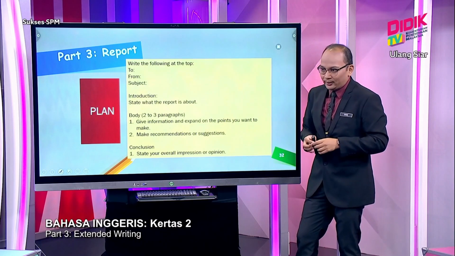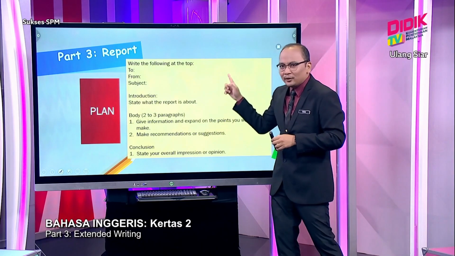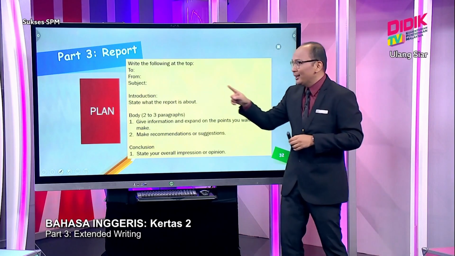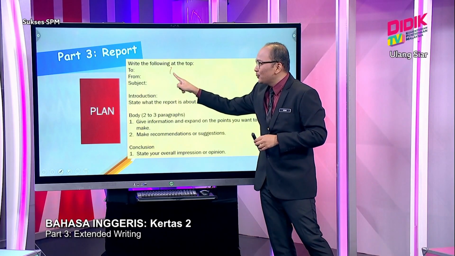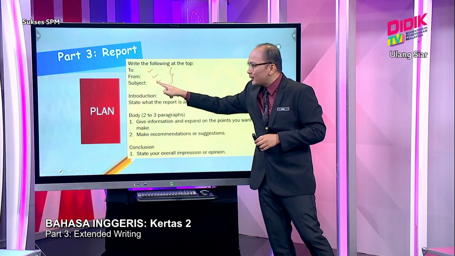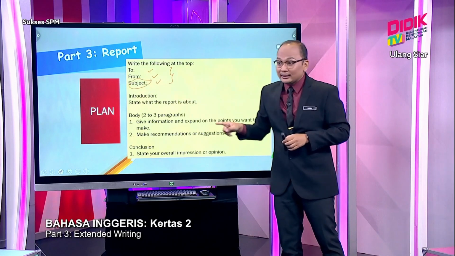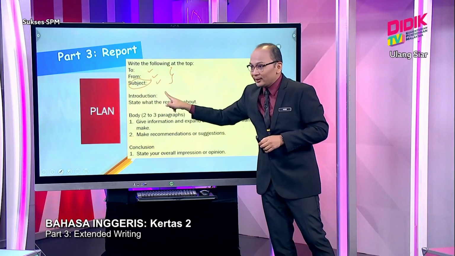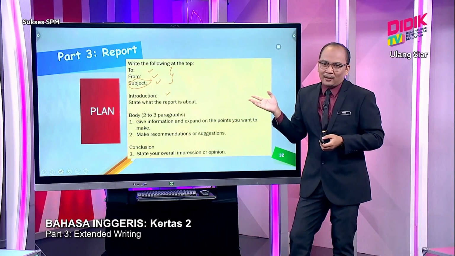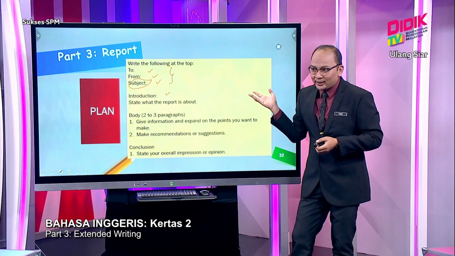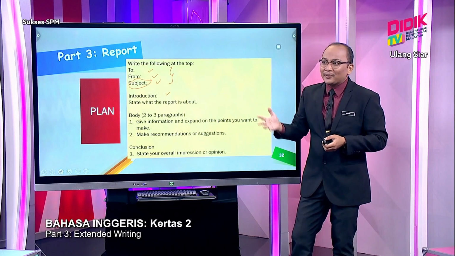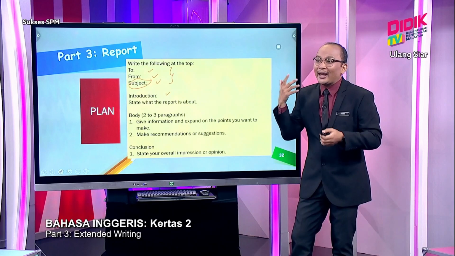Now for report. I'm just giving you a little bit of the overview so that you pay attention to the things that you need to include. So what do you need to put on the top? To, from, and the subject. Subject meaning the title. Introduction, a little bit on what the report is all about. It can be about school activities. So don't be afraid. The theme is about the activities that the students do at school.